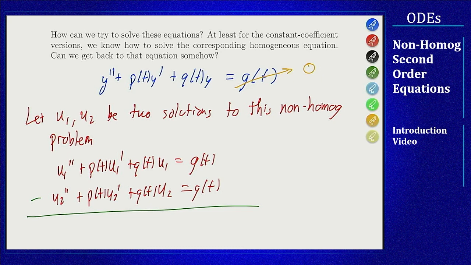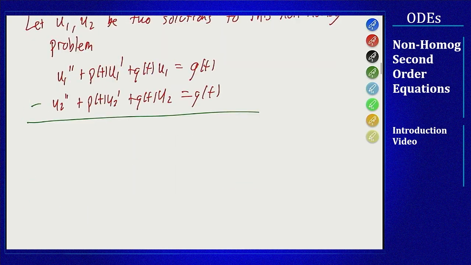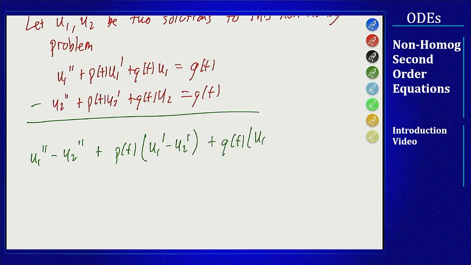Well, if I subtract those two, I then get the following. I get u1 double prime minus u2 double prime plus p of t times, factoring that out, u1 prime minus u2 prime plus q of t, factoring out u1 minus u2, equals 0, because I did g of t minus g of t on the right-hand side. And what do I notice here? Well, the derivative is linear, which means that u1 prime minus u2 prime is just u1 minus u2 prime. And the same goes for second derivatives.